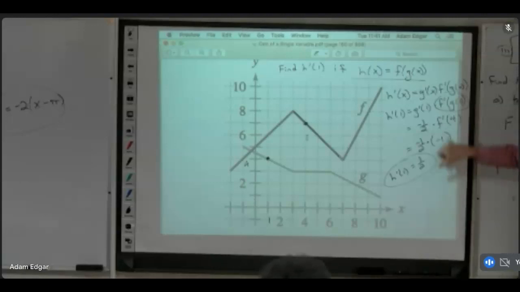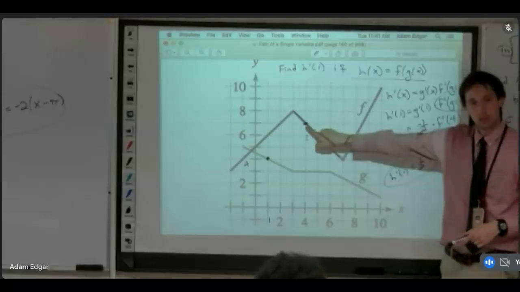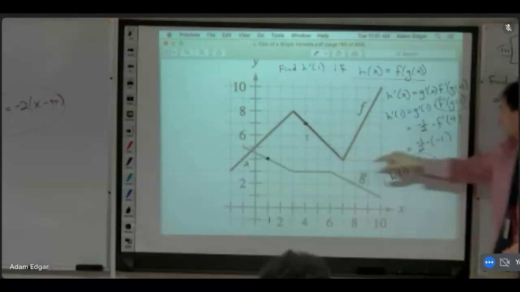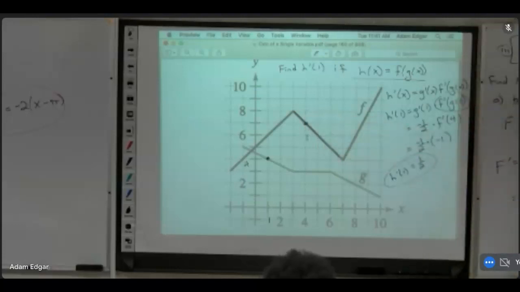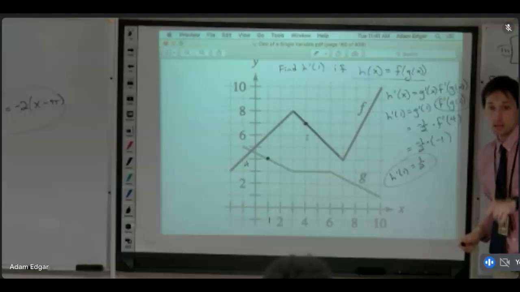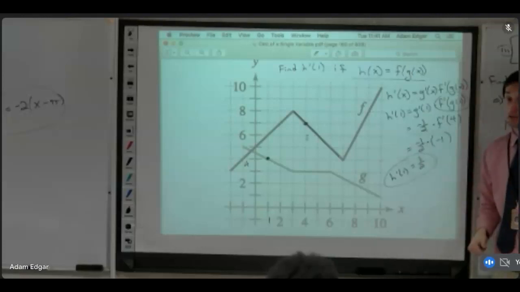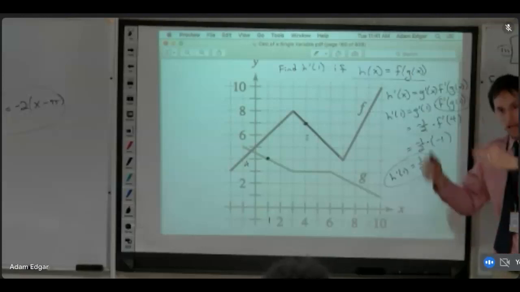Where did the 4 go? So f prime of 4, you go to 4 on the f curve and you find the slope, and that's how we get a negative 1. Yeah. So you have homework tonight. Last homework, no homework tomorrow night or the following night. So last homework for like the next 3 nights.